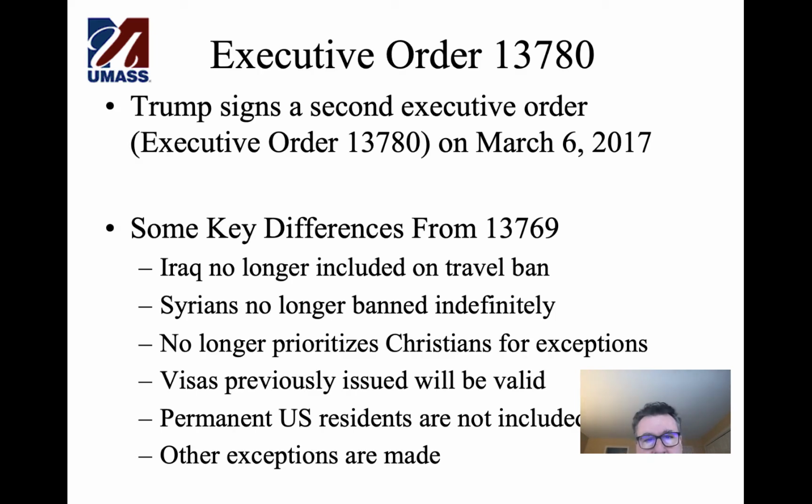They then went back to the drawing board and issued a second executive order with some key differences from the previous one. First, they took Iraq out. Secondly, they said Syrians were no longer banned indefinitely. Third, they no longer prioritized Christians for exceptions. They then said visas that are already issued would be accepted and that permanent U.S. residents were not included in the ban. A few other exceptions were made as well. And I think they might have added Venezuela to that list.